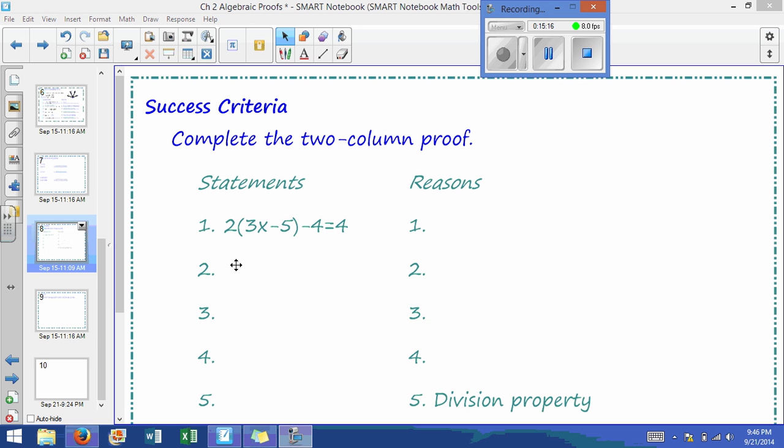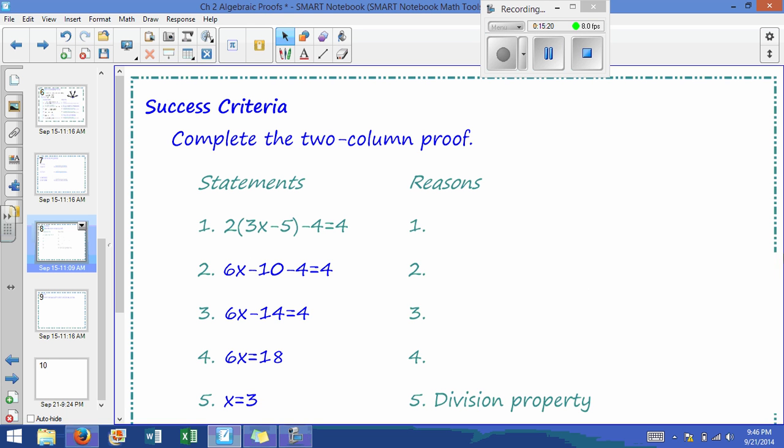Okay, I'm going to go through this fast because you should just be checking your work. So what I did first is I distributed the 2 in, and then I combined these guys, so I just simplified that side. And then I added 14 to both sides, and I divided by 6, so I got x equals 3. So now, let's fill out the reasons.